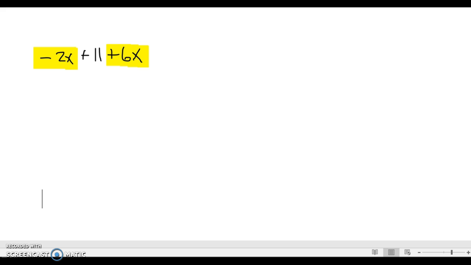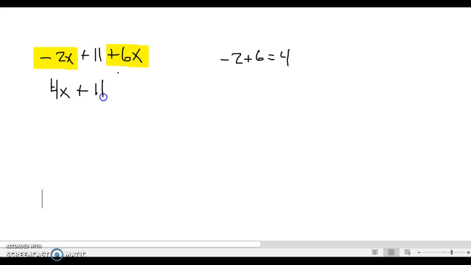So what I have is 6x's, and then I have negative 2x's. I'm subtracting it. So if you were to add negative 2 plus 6, you know that we would end up with 4. So what I have is negative 2x plus 6x, and we're going to end up with 4x. And then 11 is the only term that looks like that. So this is going to simplify down to here.